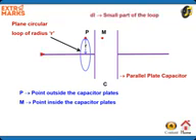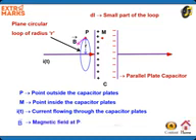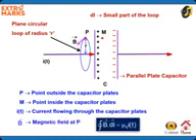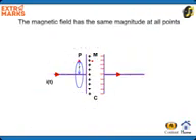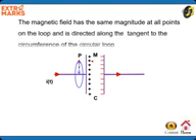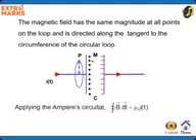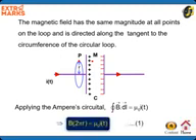Let's see the flow of current through the plates of the capacitor in this case. The magnetic field at a small part of the loop is given by the expression shown here. The magnetic field has the same magnitude at all points on the loop and is directed along the tangent to the circumference of the circular loop. On applying Ampere's circuital law, we get B multiplied by 2 pi r is equal to mu naught I(t).